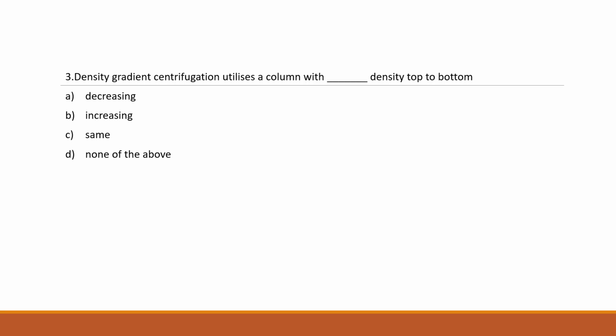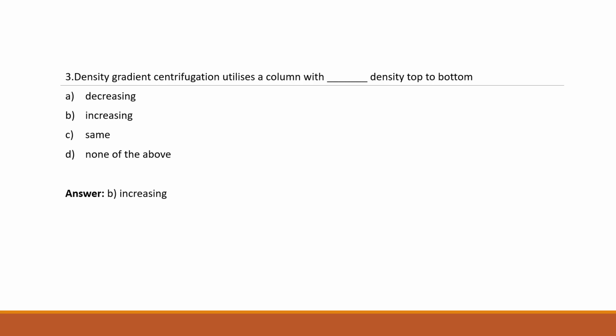Density gradient centrifugation utilizes a column with dash density from top to bottom. That is your order of density. A: increasing, A: decreasing, B: increasing, C: same, and D: none of the above. So what is the answer for this? It is increasing density. From top to bottom, the density will be increasing. From bottom to top, it is decreasing.